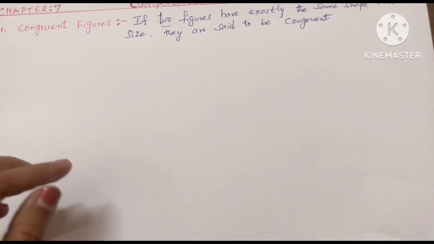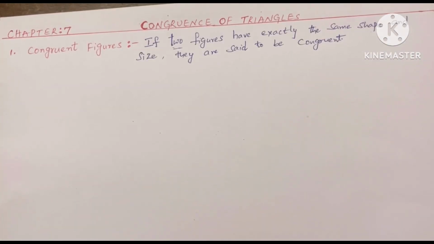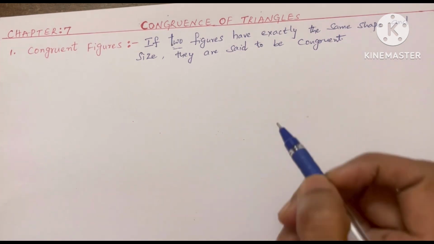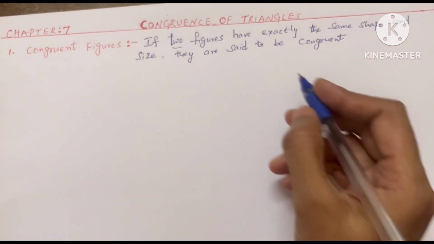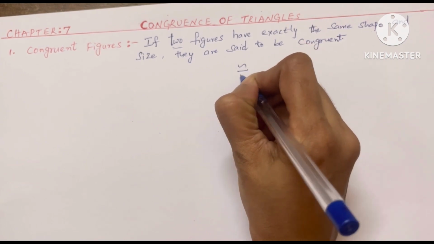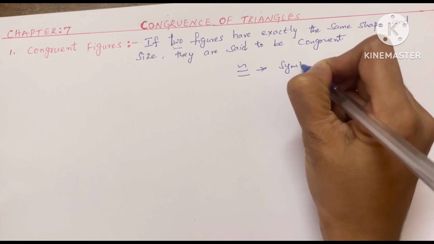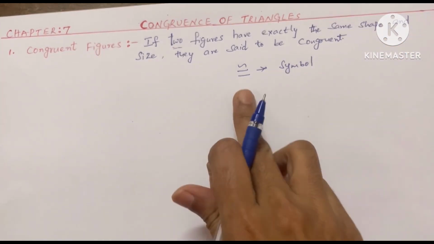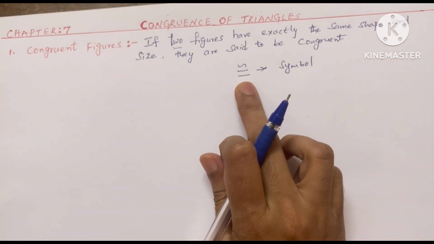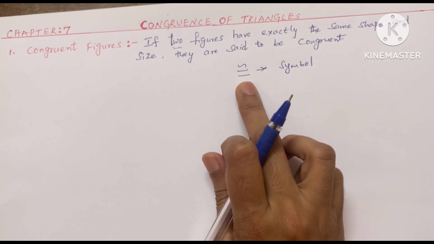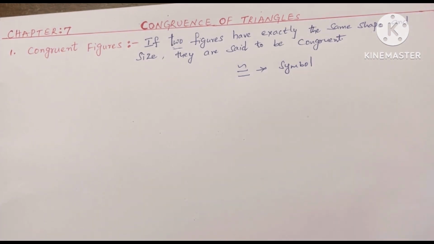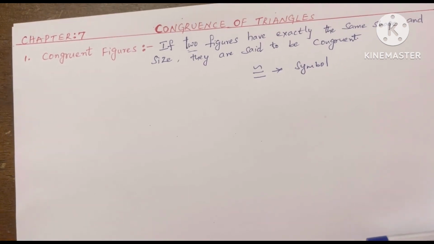Now you know the difference between similarity and congruency and what congruent figures are. Then the symbolic representation of congruence. This is the symbolic representation of congruence. When two figures are congruent, we use this symbol. Now, moving forward, we will discuss a few more things on congruence.